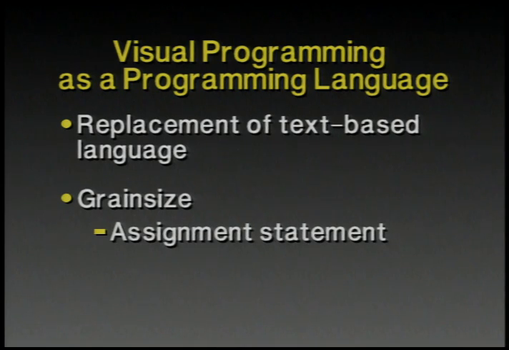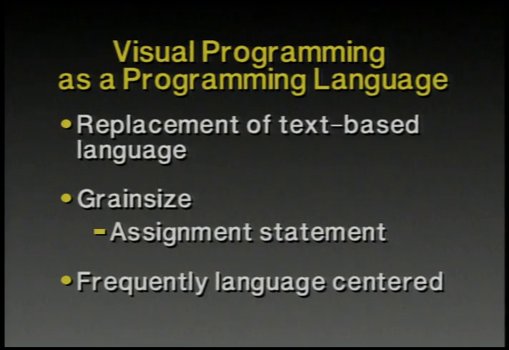The grain size is something that we're going to talk about quite a bit in the next few slides. Grain size is really what is the atom of a visual language. What's the smallest thing that can be connected to something else to form some syntactically correct statement. And the grain size for a programming language is really the assignment statement or an operator. And that's exactly what it is for visual programming in a programming language also.